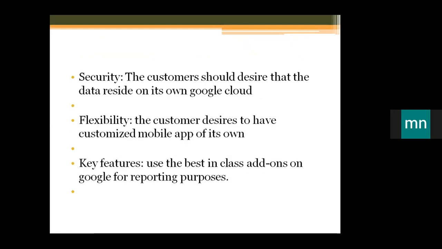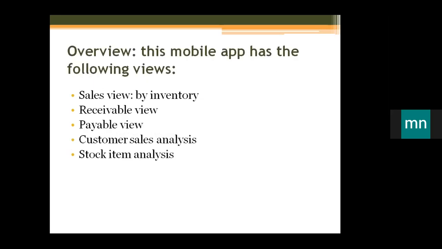The second point is security and flexibility here. For security, the customer desires that the data reside on its own Google Cloud, and for flexibility, the customer desires to have a customized mobile app of its own. One of the key features is to use the best-in-class add-ons on Google for reporting purposes. So this app has the following views: a sales view, receivable view, payable view, customer sales analysis, and stock item analysis.